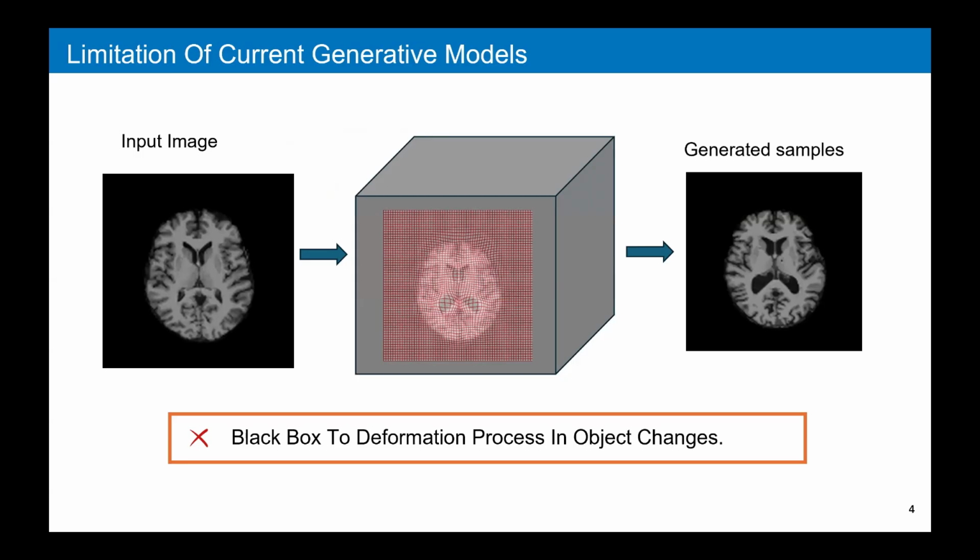Another limitation is that the generative model functions as a black box to the deformation process in object changes. The entire process of transforming the input image to the generated output is not exposed to the network. The generative model is completely blind to the changing process of the input image.